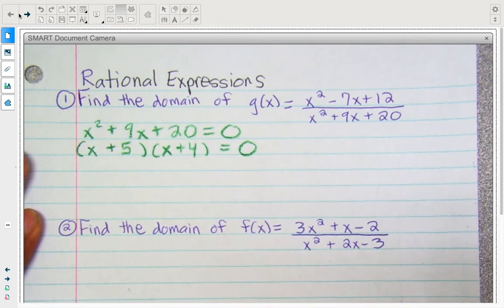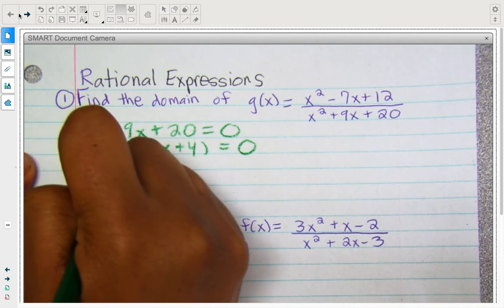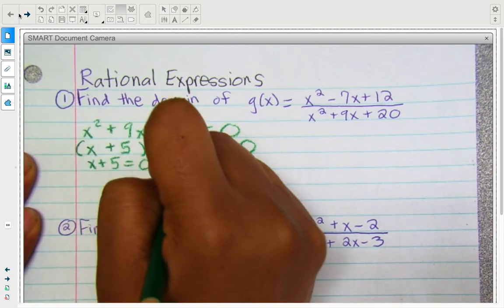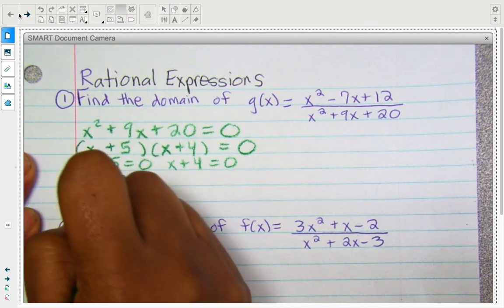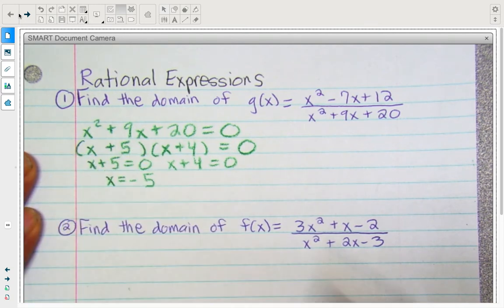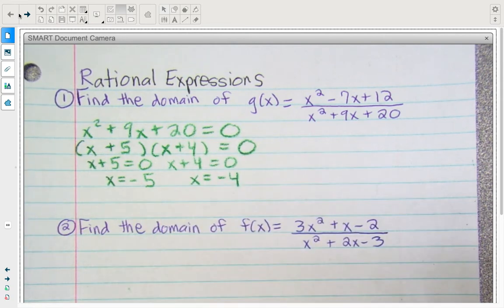Okay. We know that we need to take our factors and set them equal to 0. So x plus 5 equals 0 and x plus 4 equals 0. Subtract 5 from both sides, we get negative 5. And subtract 4 from both sides, we get negative 4. So how does this help us with our domain?